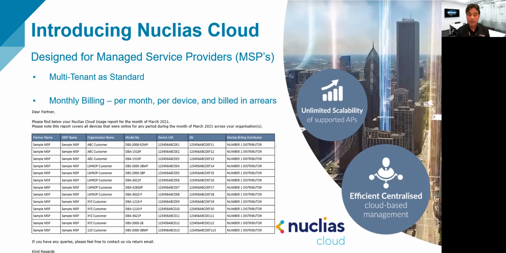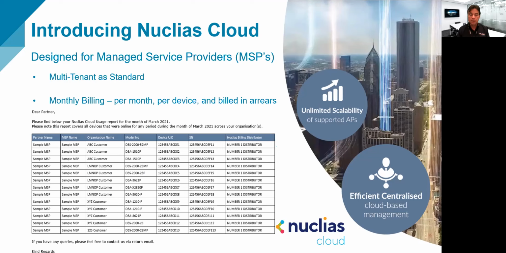Here's an example of a statement that you get from D-Link at the beginning of each month. You can see your business name appearing under the partner name column, your MSP name, your managed service provider name. The organisation name is the organisation that you have the product installed with, which model is there, what the unique identifier and serial number are, and of course, the billing distributor that you've chosen for your monthly Nuclias bill to come through as well.